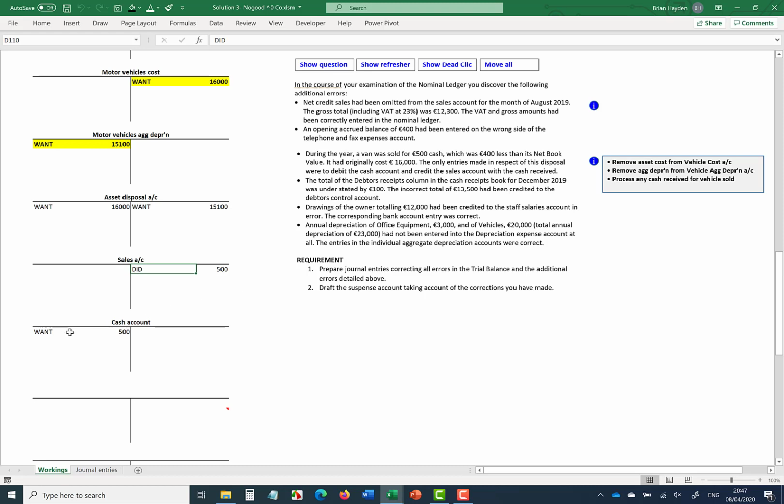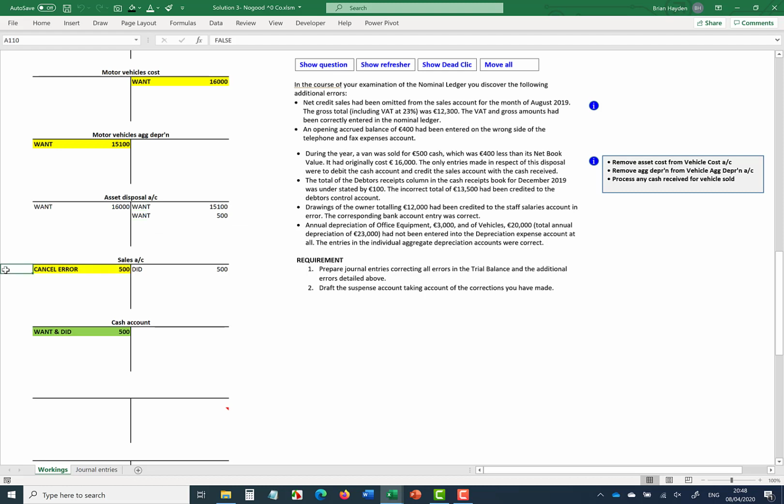Okay, now this is correctly done. We in fact did that correctly, so that was absolutely correct, that particular value. But we shouldn't have put the €500 to the credit side of the sales account. It should in fact have gone to the credit side of the disposal account. So we're going to cancel that error, and we put it in here, €500.